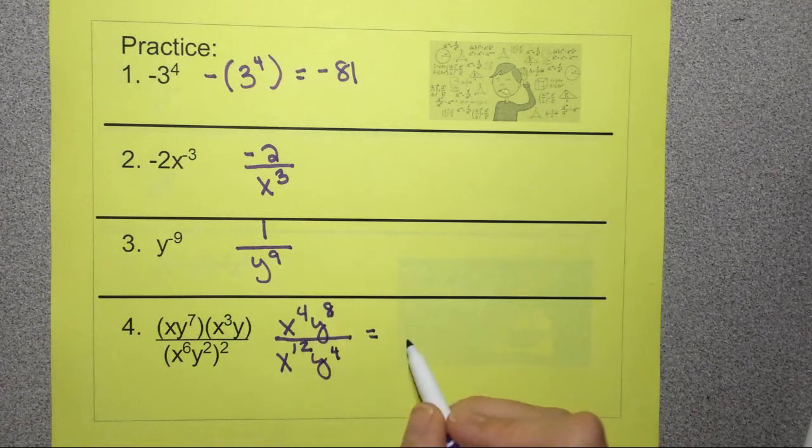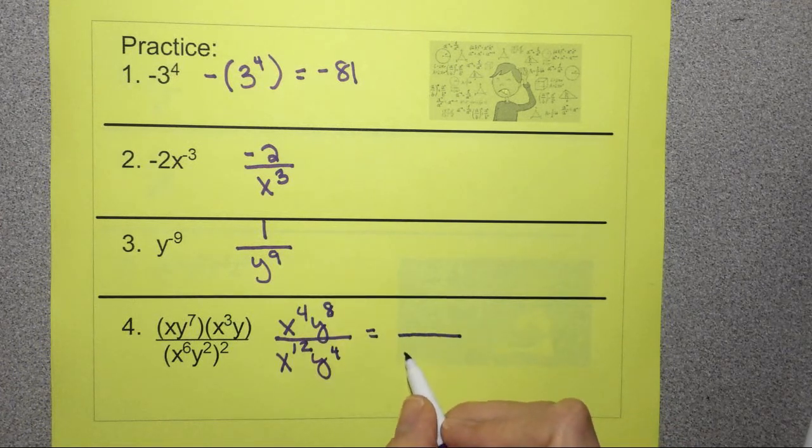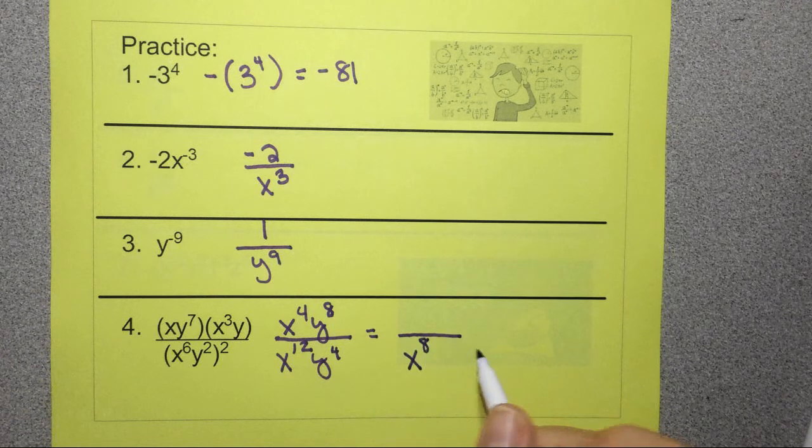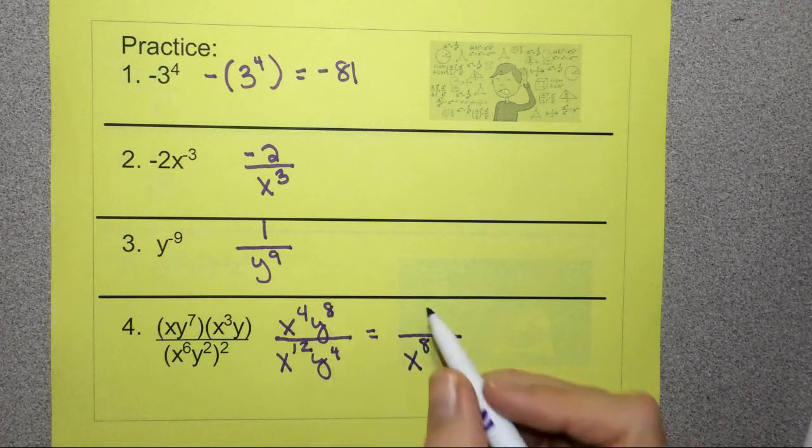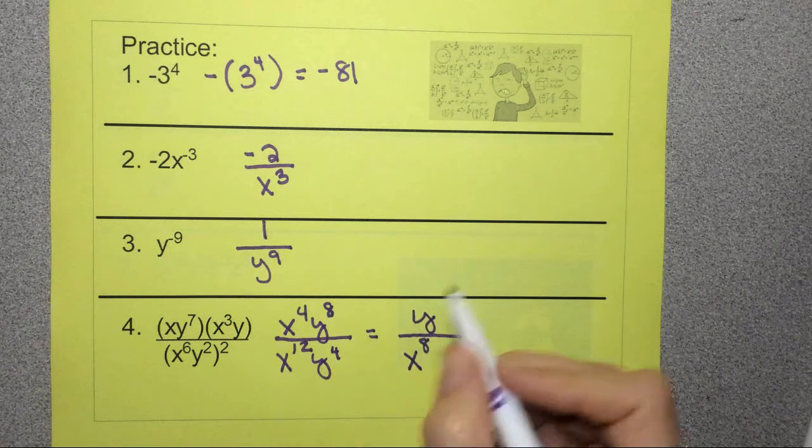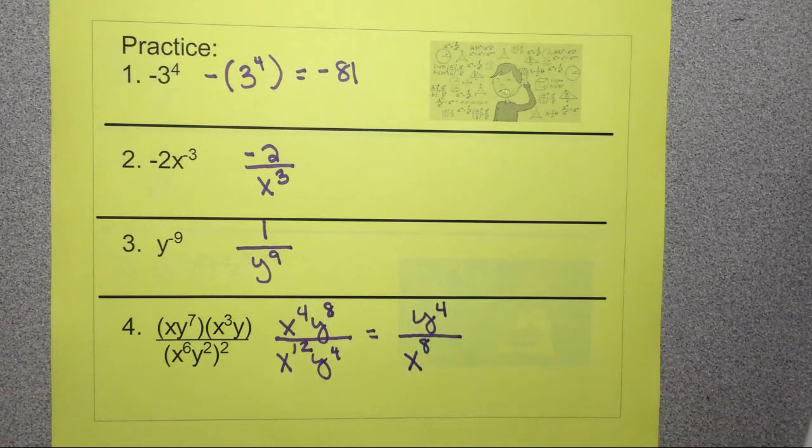I've got more x's on the bottom, so we're going to have x to the 8th on the bottom. My y's, I have more on top. I'm going to subtract, and I get y to the 4th on top.